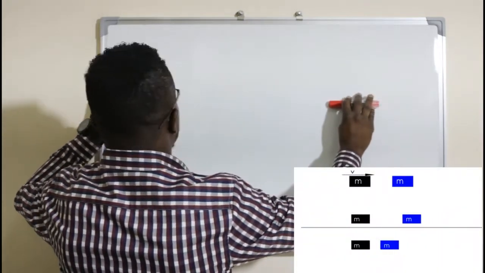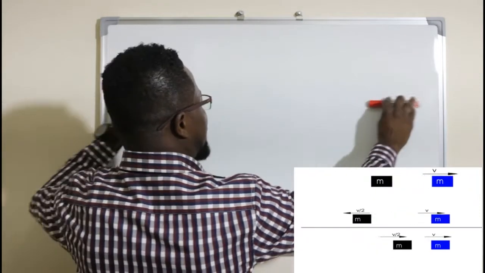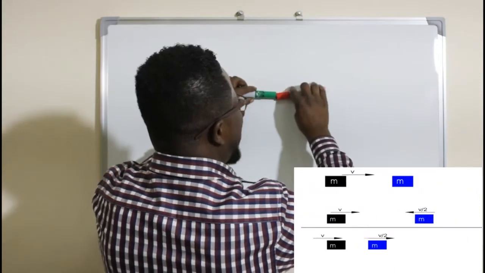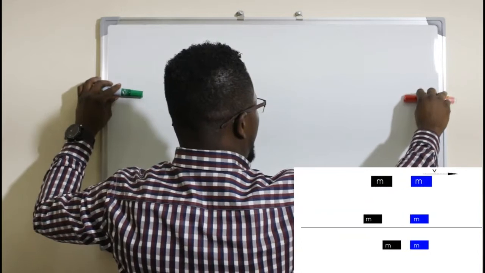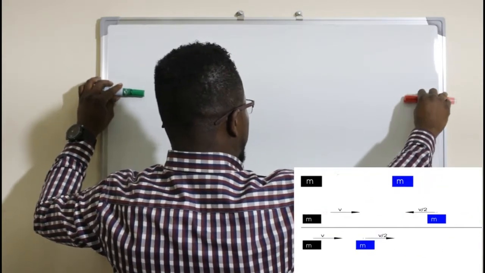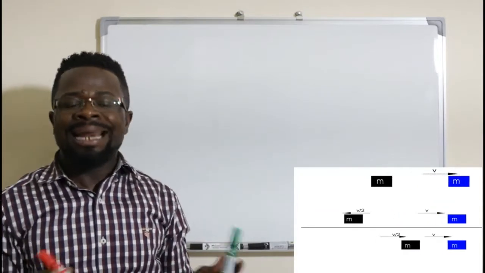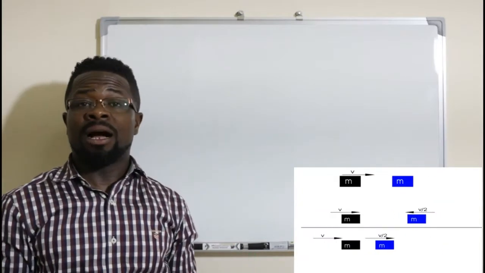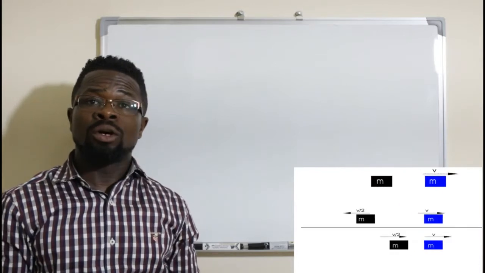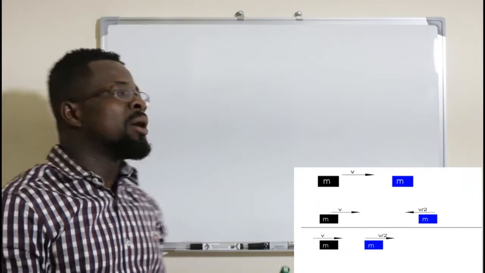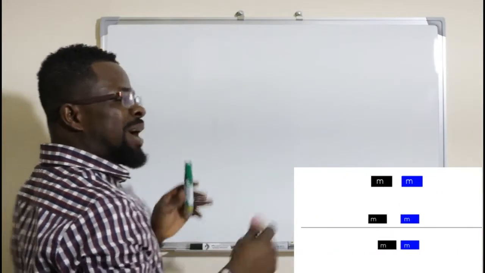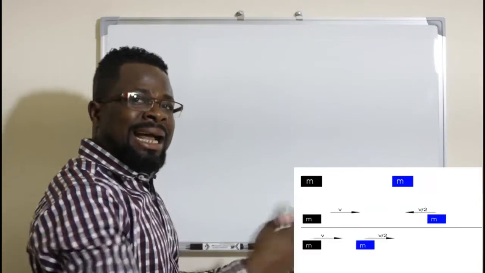one is coming from this direction and the other is coming from this direction. They come, collide, and then they move backward, or they bounce backward again. They collide and then each of them bounces backward. That is another scenario that we can have in terms of the elastic collision.